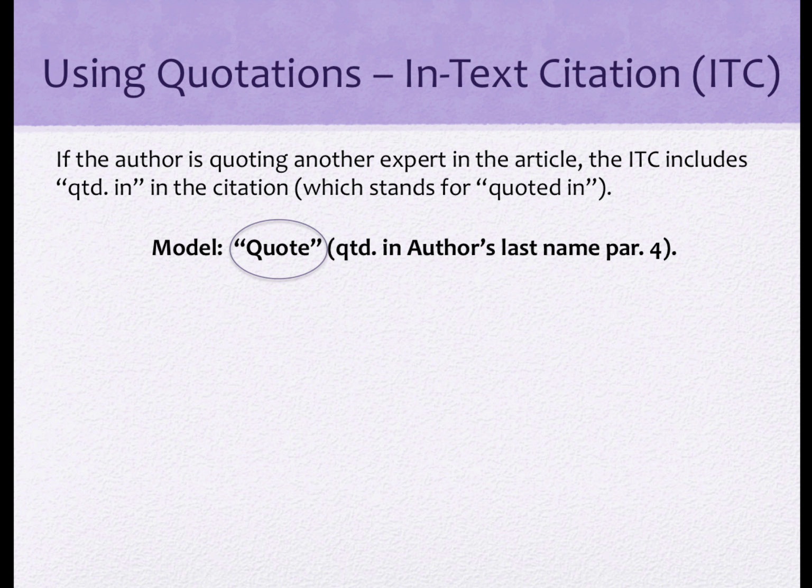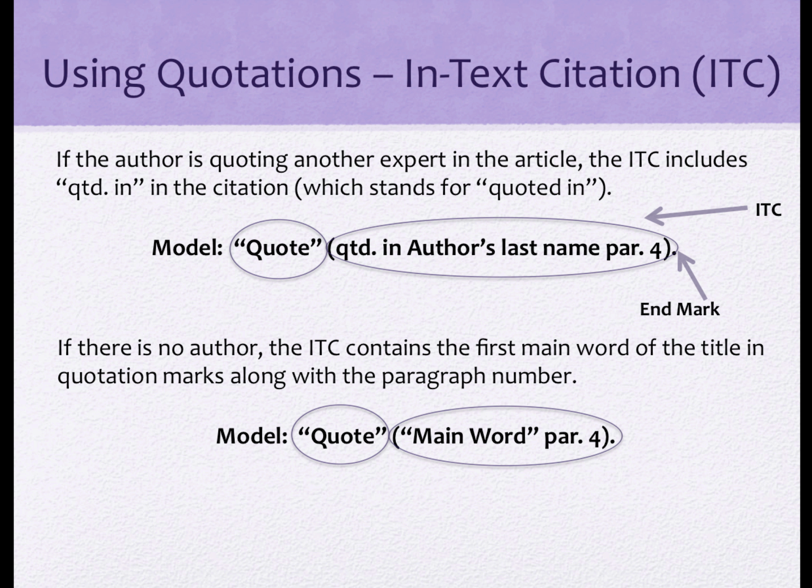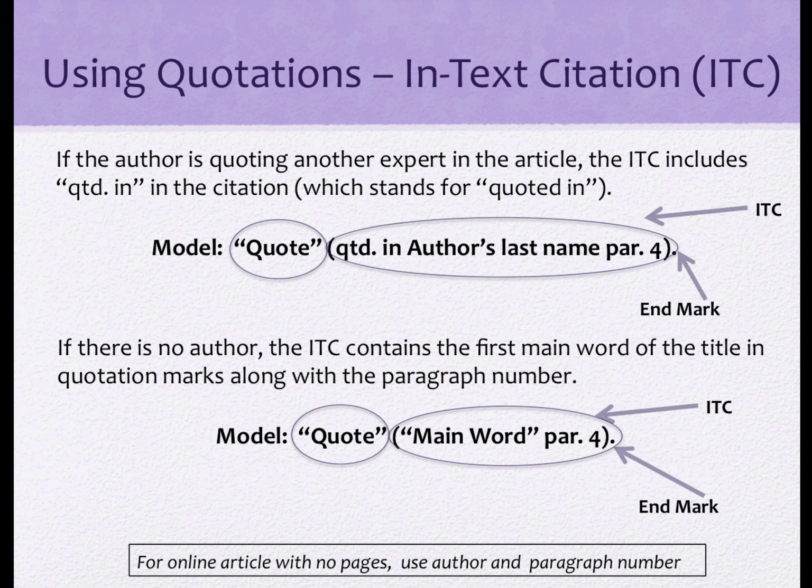Here's the model. Here's the quote, quoted in, and then the author of the article's last name, the paragraph, the in-text citation, and the end mark. If there's no author, the in-text citation contains the first main word of the title in quotation marks along with the paragraph number. Here's the model. There's the quote, main word in quotation marks, and the paragraph number. That's the in-text citation, and there's the end mark.